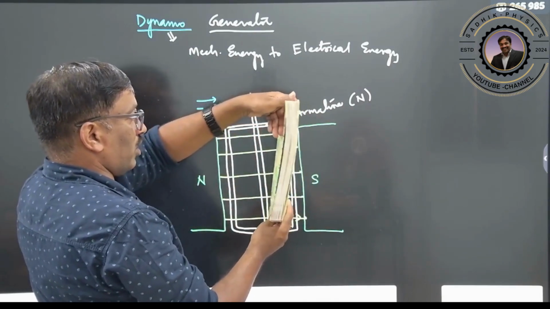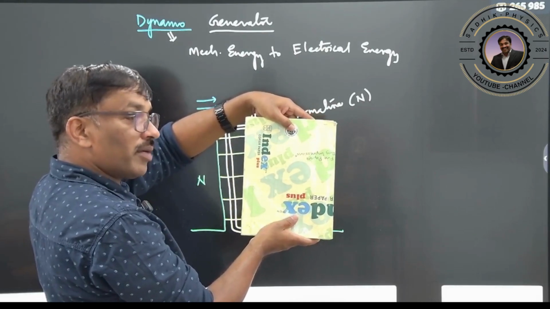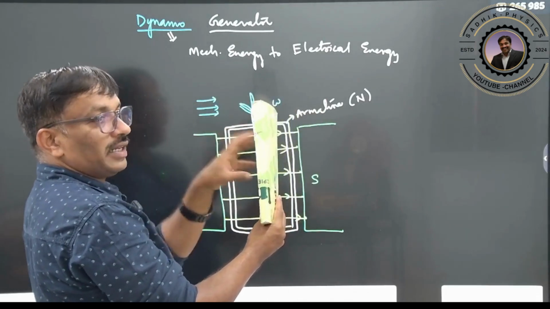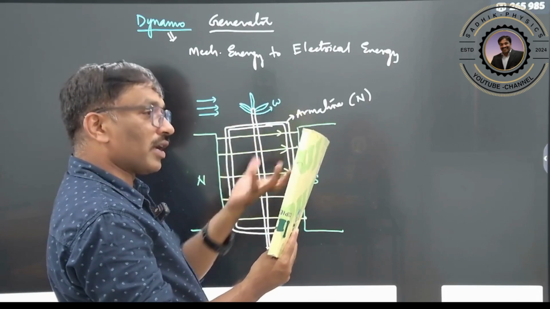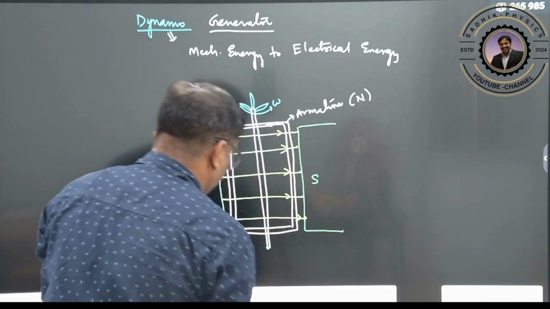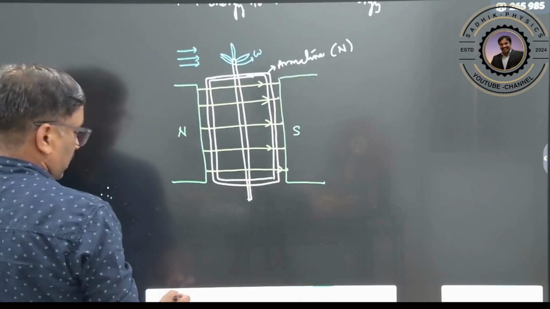Now again what we are doing, we are rotating like this. Again the flux is becoming 0, therefore EMF also will become 0. Again we are rotating now. So again the field lines are increasing, therefore flux is increasing. Due to this increase in flux, again EMF will be generated, but in the opposite direction. So in this way, the flux will be changing across this.